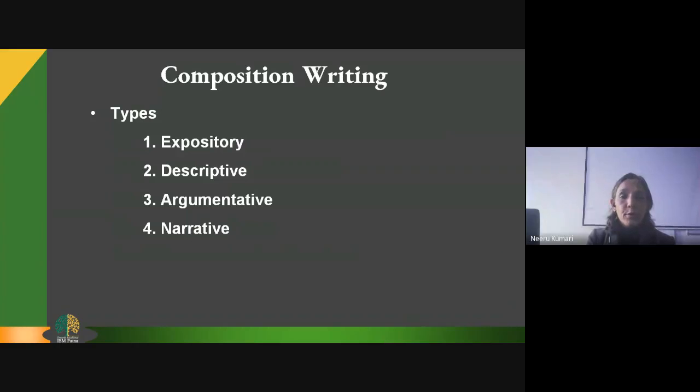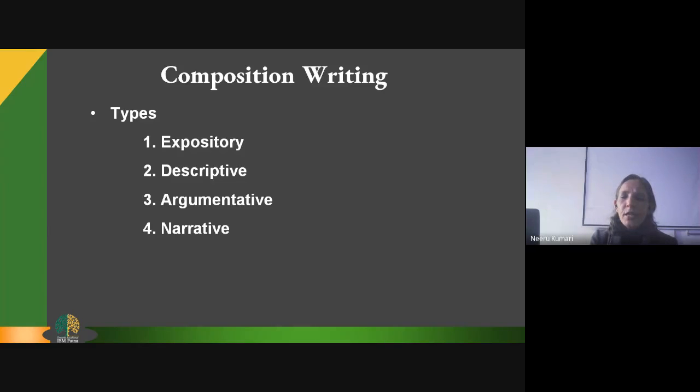And in today's class we are going to discuss composition writing. We all know writing composition is very important, and when we talk about composition, I want you to recall those days of your class 6th, 7th, 8th, 9th and 10th, wherein your teachers were asking you to write different compositions, may it be in English or Hindi or any of the regional languages.